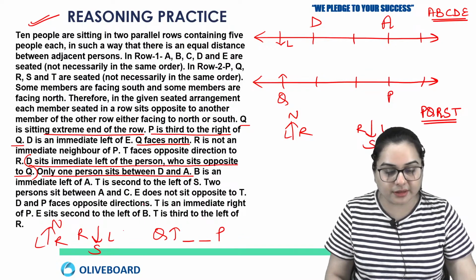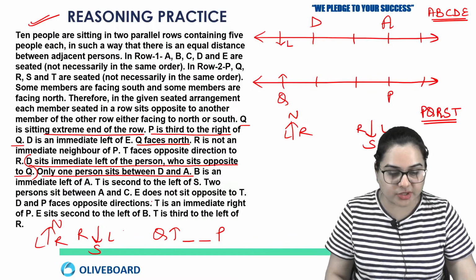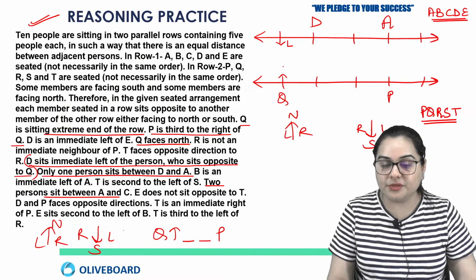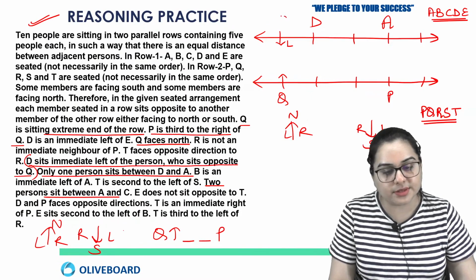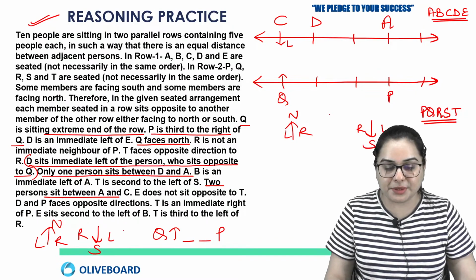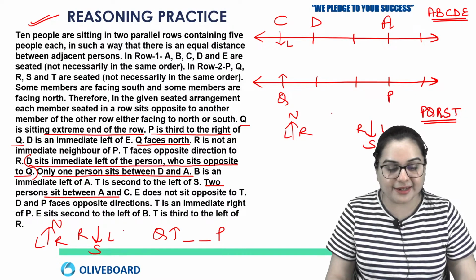If we have that kind of information, let us check. Here we have two persons sit between A and C. Now if there are two persons between A and C, this clarifies C will be written only on this position, because there are two persons between A and C.